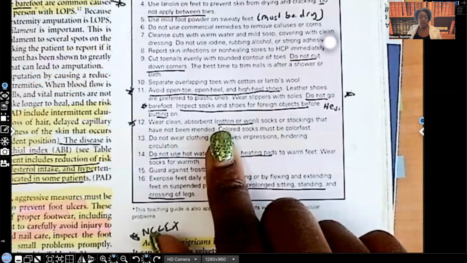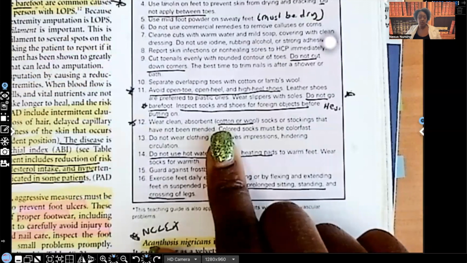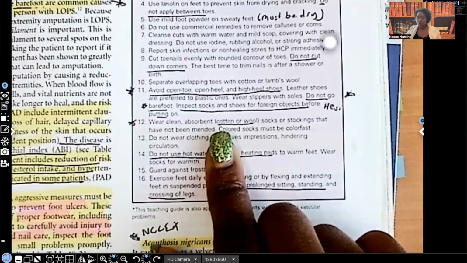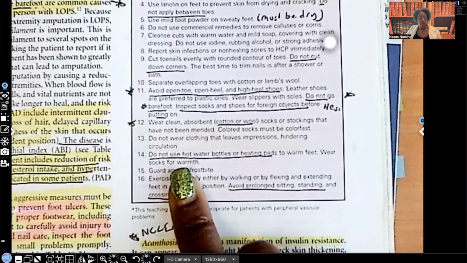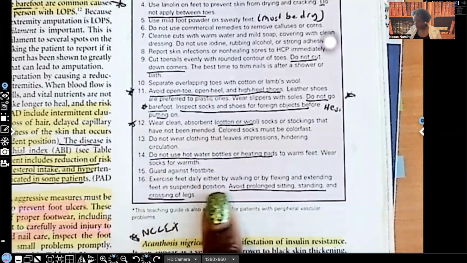Wear clean, absorbent cotton or wool socks or stockings. Why? Because it will absorb that moisture. Remember, we don't want their feet wet. We don't want their feet sweating all day. We don't want maceration to occur. Do not use hot water bottles or heating pads to warm the feet. Why? They don't have feeling down there, or the feeling is decreased. They may have a burn and not realize it.